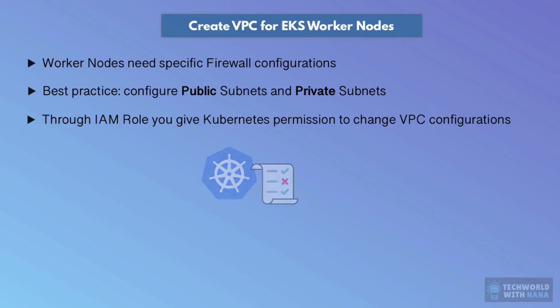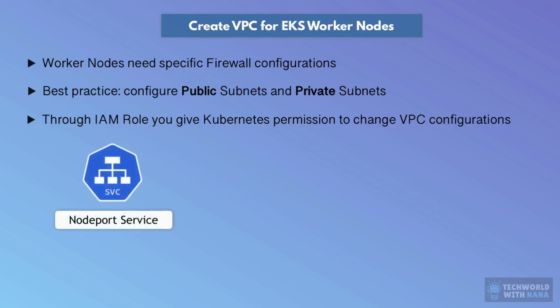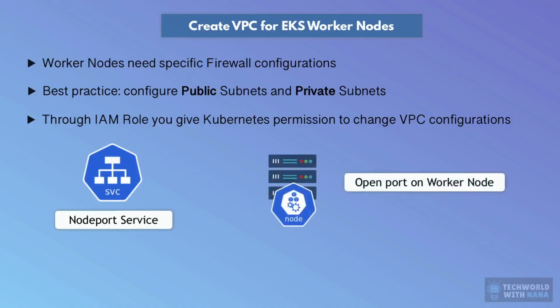Again, for example, if you're creating a node port service, that means that your worker node needs to open a port so that it's directly accessible on that node port, right? So that port needs to be opened. That's a firewall configuration on a security group and the subnet. So the control plane will actually do this automatically on our behalf. So we're also delegating that permission through a role.